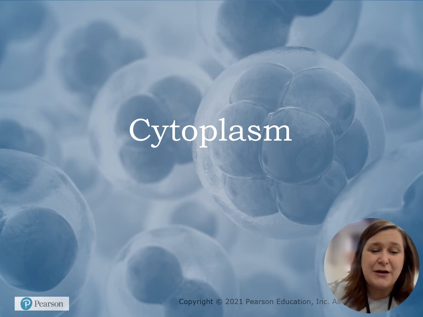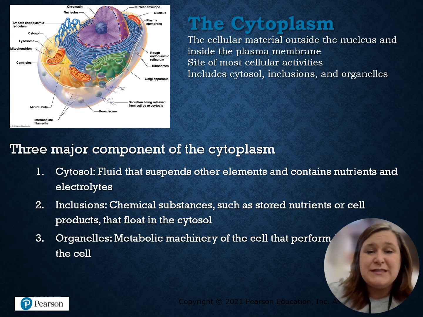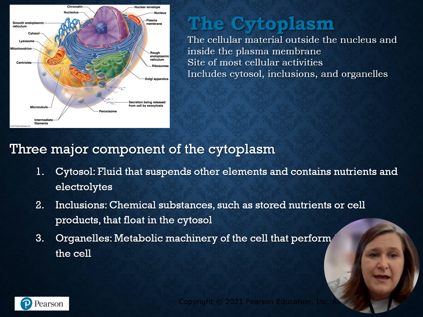Let's talk a little bit about the cytoplasm. So the cytoplasm is going to be the cellular material outside of the nucleus and inside of the plasma membrane. So it's going to be everything in here. This is going to be the site of most of our cellular activities. This is going to include cytosol, inclusions, and organelles. There's going to be three major components of the cytoplasm, and it is what I just said, the cytosol, inclusions, and the organelles.